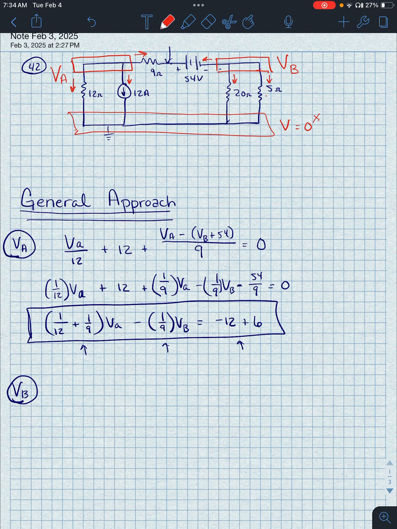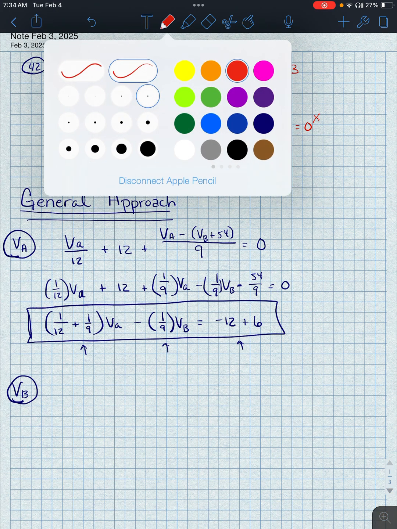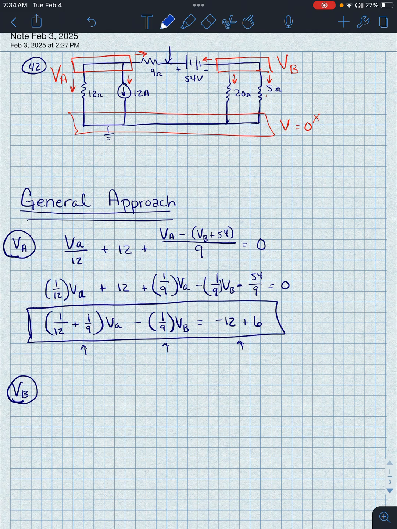Okay, so for VB, for the 5 ohm resistor, the current going down through there, again, this is an Ohm's law relationship. It's whatever that voltage drop is across the resistor divided by the resistance. So VB minus 0 over 5. So VB over 5. And then for the 20 ohm resistor, again, it's VB minus 0 over 20. And then here comes the difficult part again.